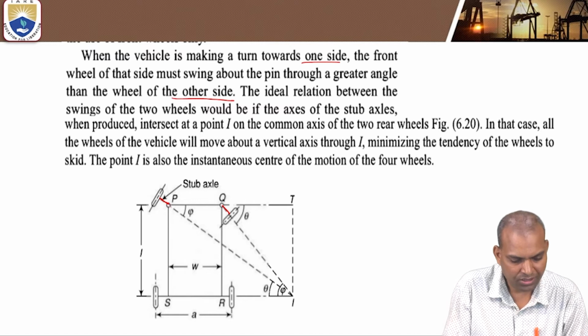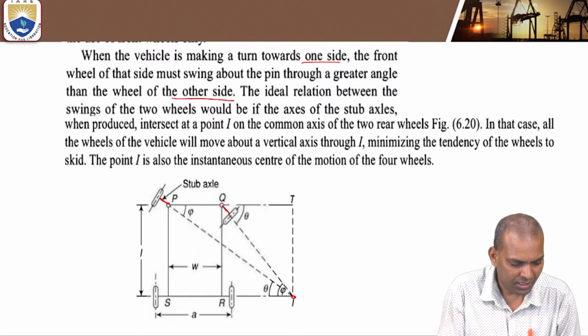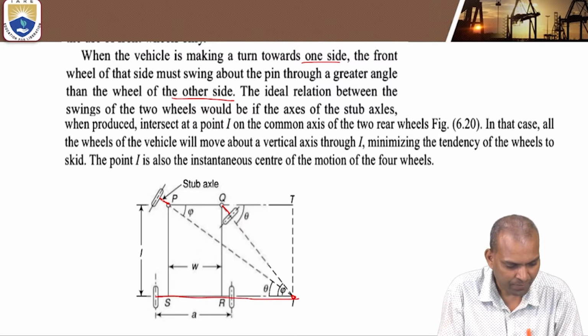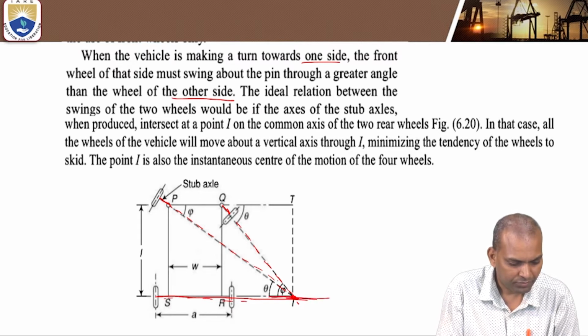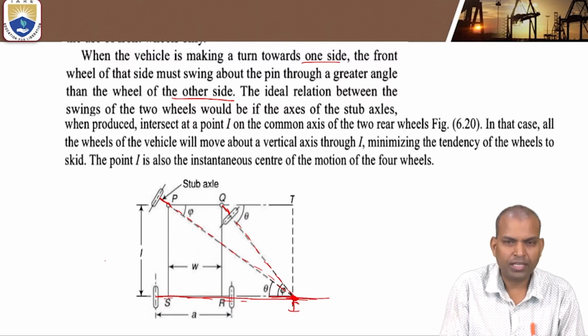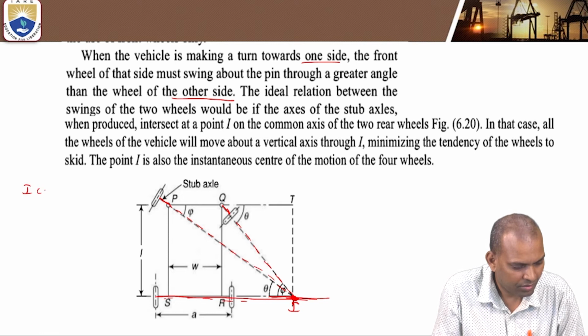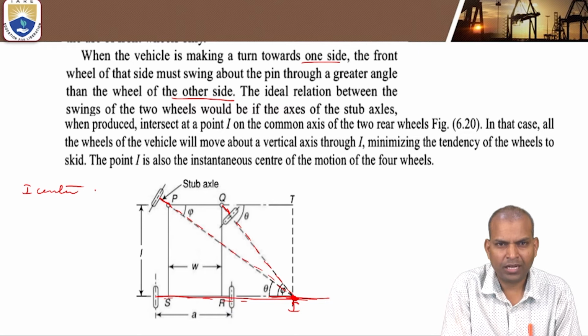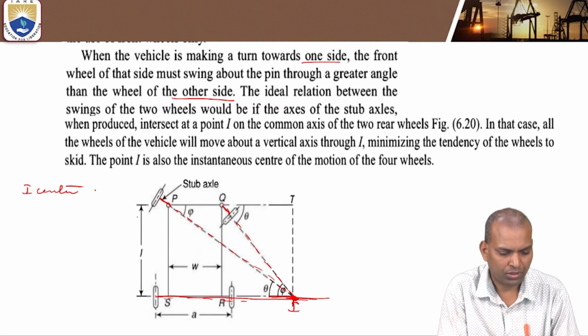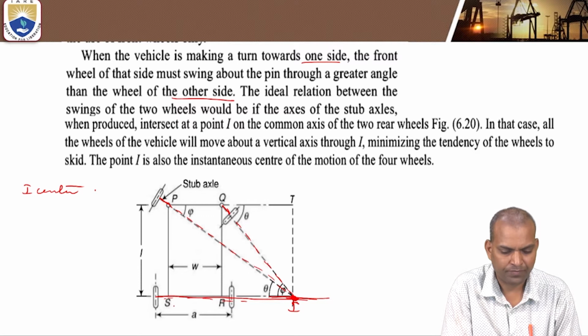Okay, these are the stub axles. When produced, they intersect at a point I. You can see that when the stub axles are produced, they intersect the rear axle shaft at point I. This point I is known as the I center. Okay, this is the common I center. It is common to the front wheels and the rear wheels.